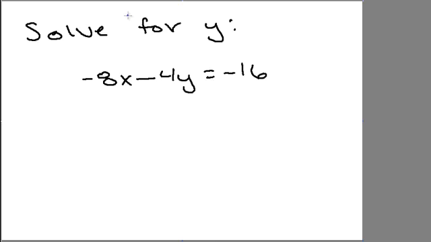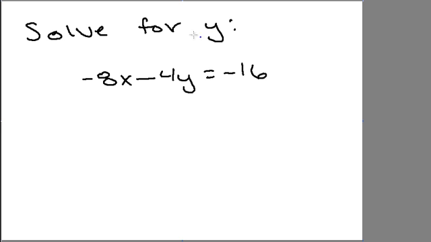Hi, today we're going to be going over an example of solving for one variable. So we're going to look at how to solve this equation for y. We have negative 8x minus 4y equals negative 16. When we do this, it's going to be similar to what we've been doing with solving equations, except this time we're not going to get y equals a single number. We're going to get a whole bunch of stuff on the other side because we have a variable and we can't simplify it down any further.